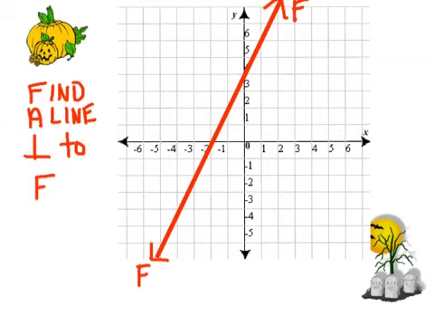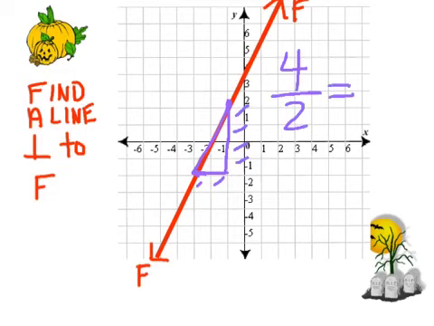Practice problem: we need to find 2 points on our line to make our triangle. We'll use this point and this point. Make our triangle. Now we need to find our rise over our run. So we count our blocks. We've got 1, 2, 3, 4 over 1, 2.